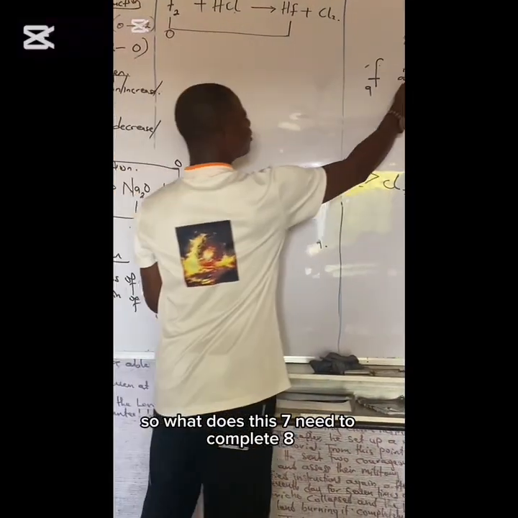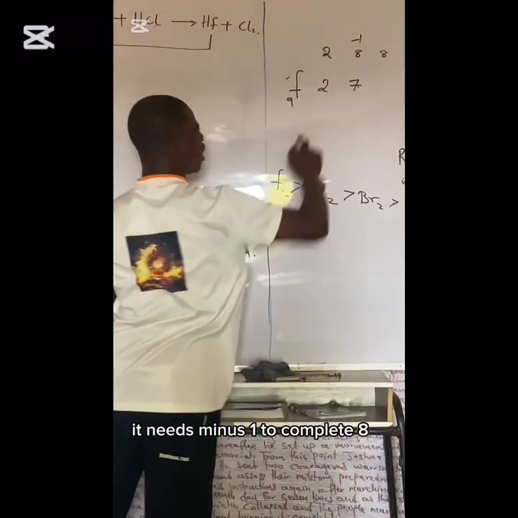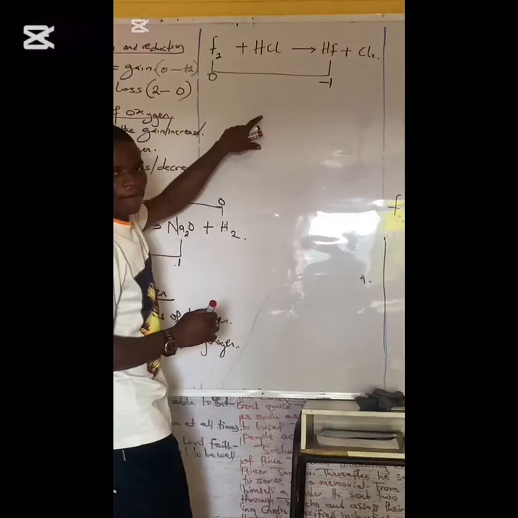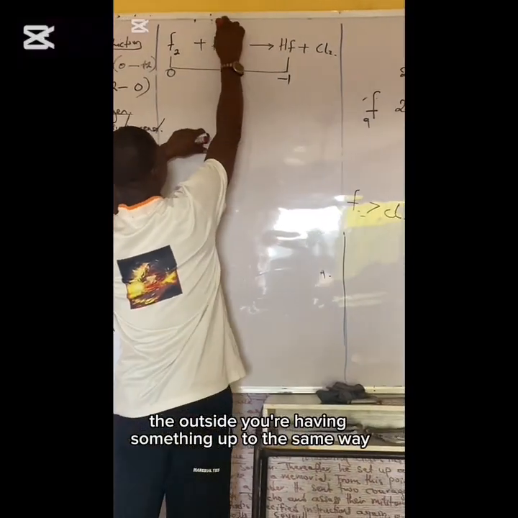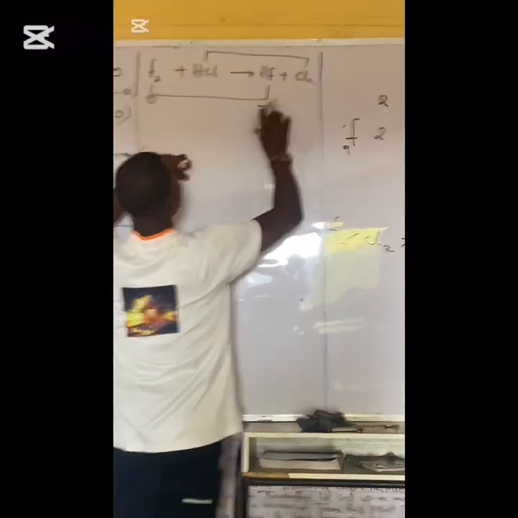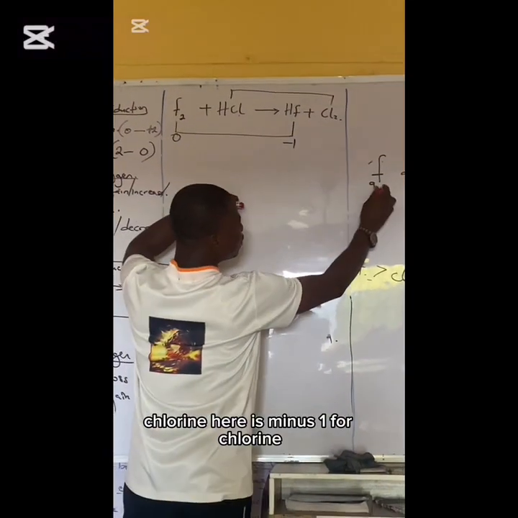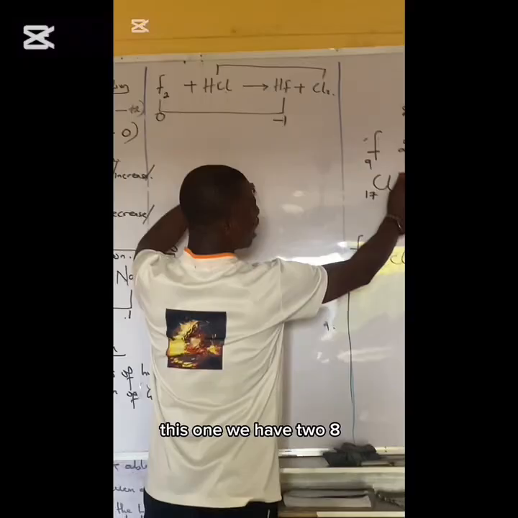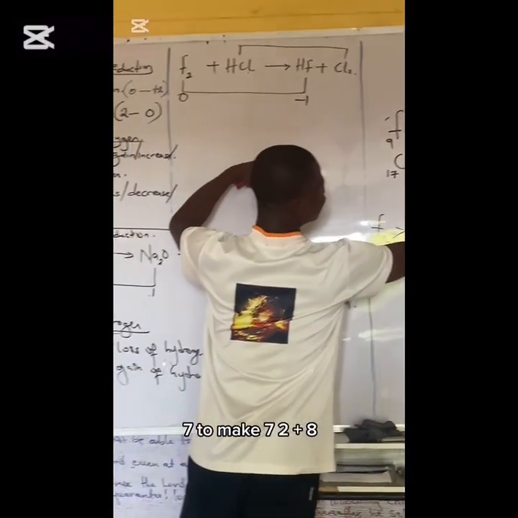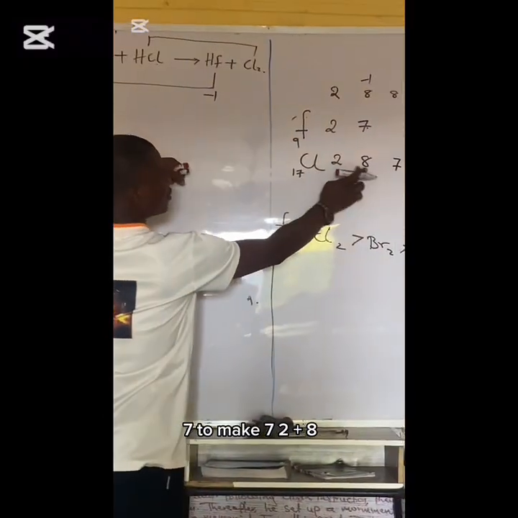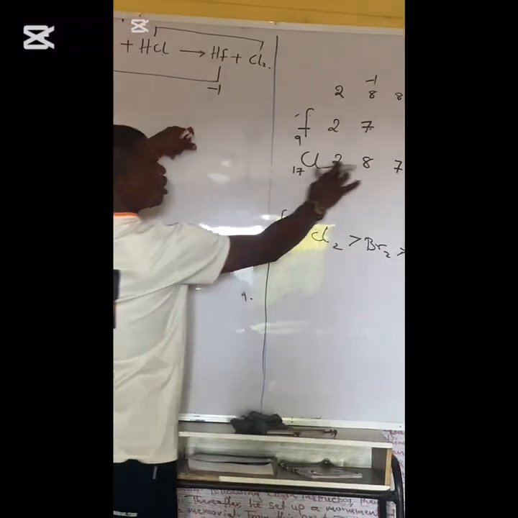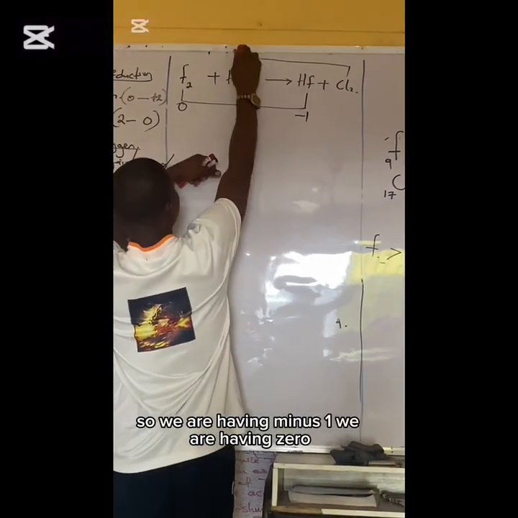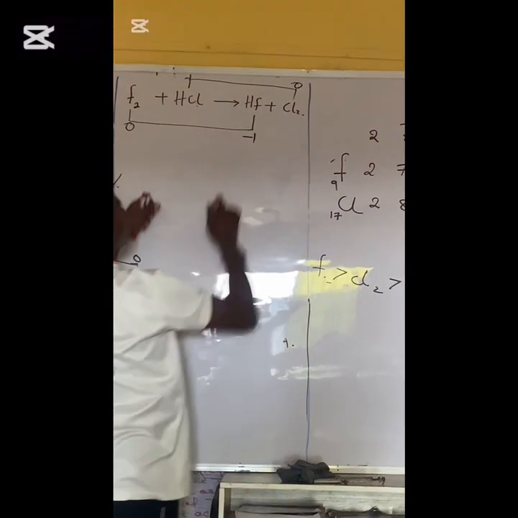So what does this 7 need to complete 8? It is minus 1 to complete 8. So fluorine here is minus 1. The other side you're having something the same way. Chlorine here is minus 1, because all of them are in the same group. Chlorine is number 17. This one we have 2, 8, 7, 2 plus 8 is 10, plus 7 is 17. The oxidation state here is also minus 1 to complete 8. So we are having minus 1, we are having 0.